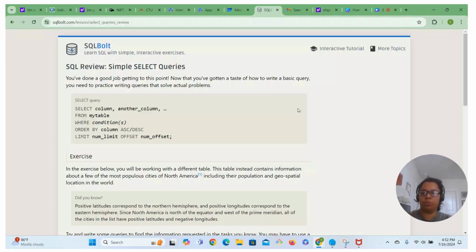Today we're going to be going over the SQL review, simple select queries here. I'm calling this one session 5 because we already did session 4.